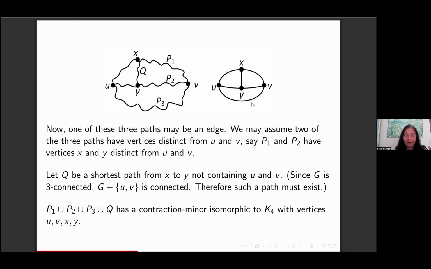So think of it very visually. You have 3 paths. One of them could be an edge, but definitely the other 2 will have a vertex here and a vertex here. And then you can just squish it all down to get W3, or K4. All right, so every 3-connected graph will have a K4 minor. Those are just the details. Is this clear? Everybody good with this?